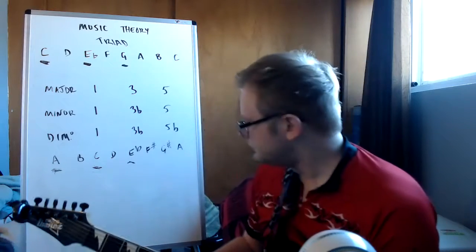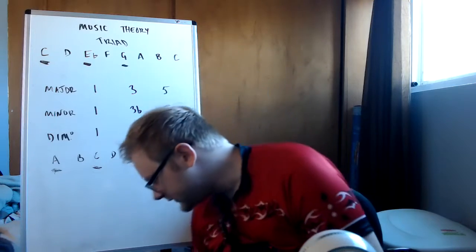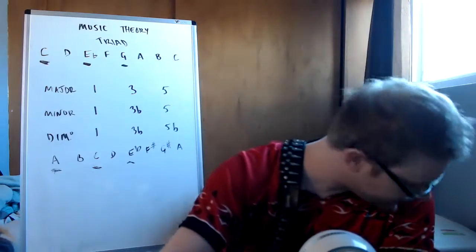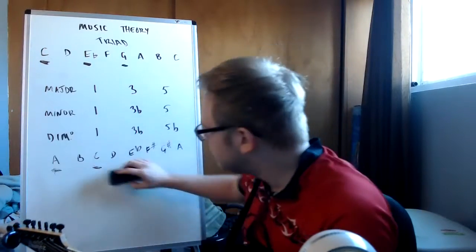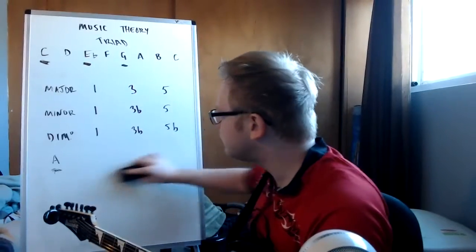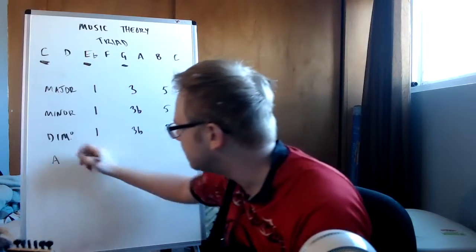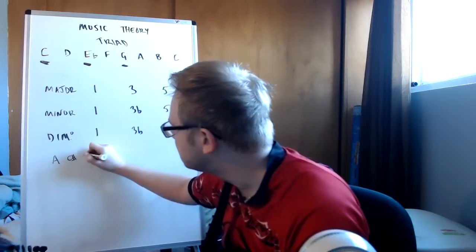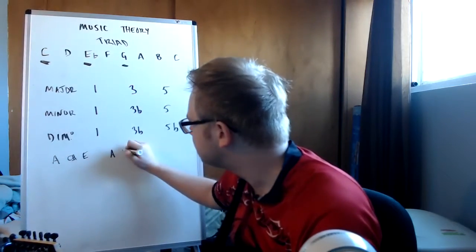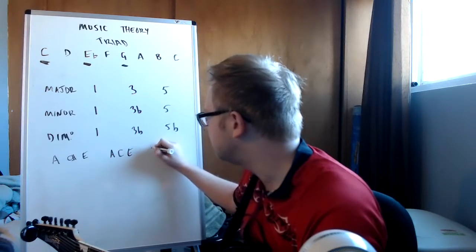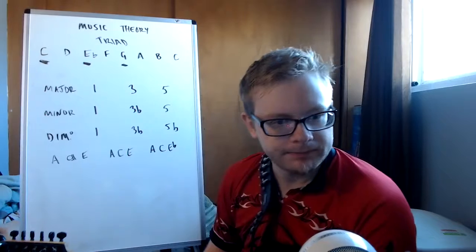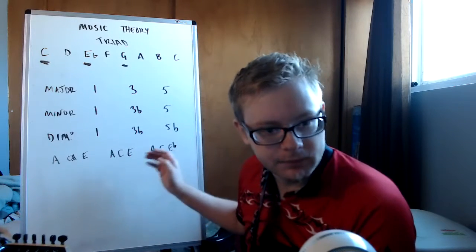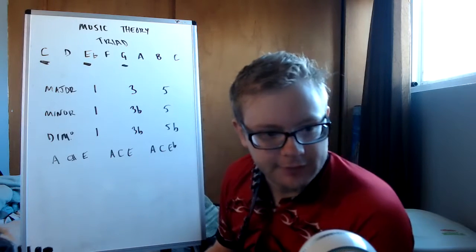So let me even just kind of write down the letters of this chord. I have to find my eraser though. So I'm just going to write down the 3 chord components here. We have the A, C sharp, E. We have the A, C, E, and then we have the A, C, E flat. Okay? Those are the 3 chords of A.